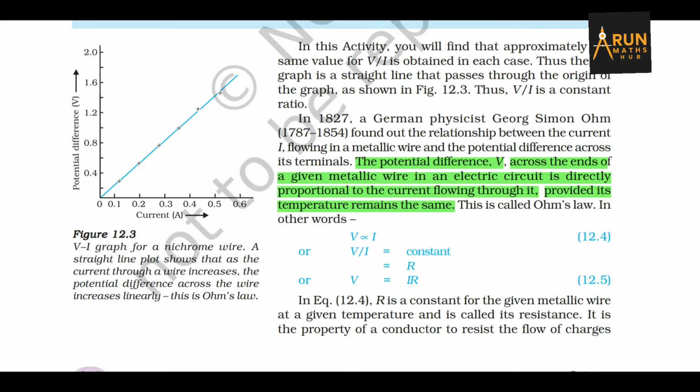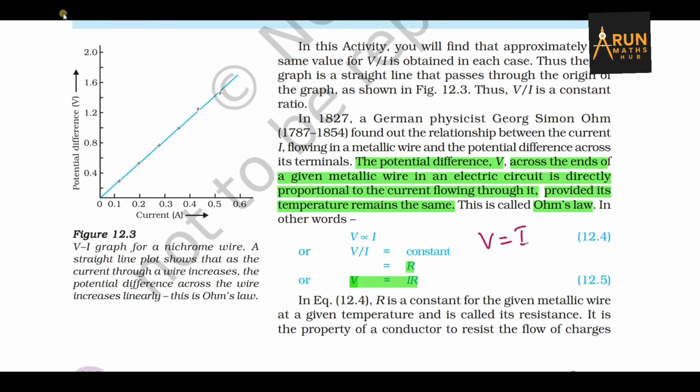The simple definition is V is directly proportional to I. The potential difference in an electric circuit is directly proportional to the current flowing through it. So V is proportional to I. This is called Ohm's law. If you remove the proportionality, we get a constant called resistance. R is a constant. So V equals I into R. This is Ohm's law.